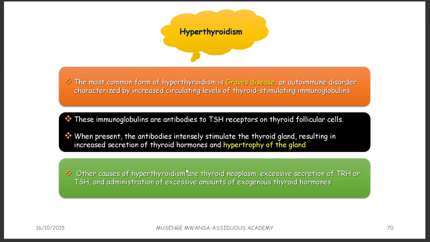Other causes of hyperthyroidism are thyroid neoplasia, a cancer of the thyroid, and also overproduction of thyrotropin releasing hormone from the hypothalamus and thyroid stimulating hormone from the pituitary gland. And also administration of an excessive amount of exogenous thyroid hormone, like you are administering more of the thyroid hormone coming from outside the body.